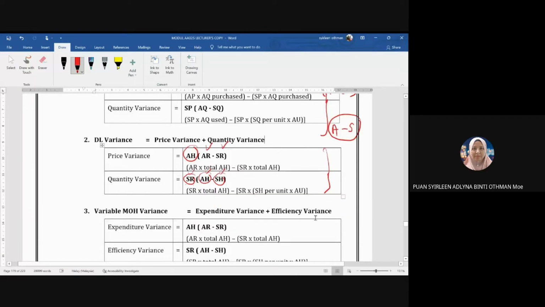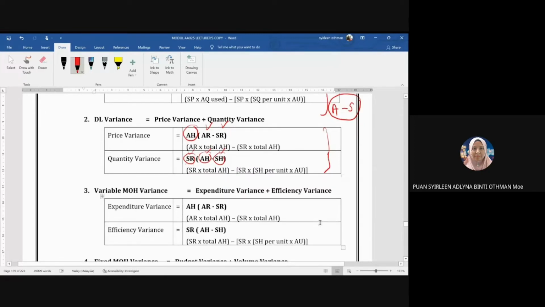Okay, alright. So untuk variable, kalau awak tengok variable ni, the best thing about variable MOH ni, kita punya basis ialah direct labor hours. Sebab tu kalau you tengok, yang ni dengan ni, formula dia sama. Okay, sebab basis dia ialah direct labor. So untuk expenditure variance, okay, dia guna actual hours. Okay, dalam bracket tu is actual rate minus standard rate.